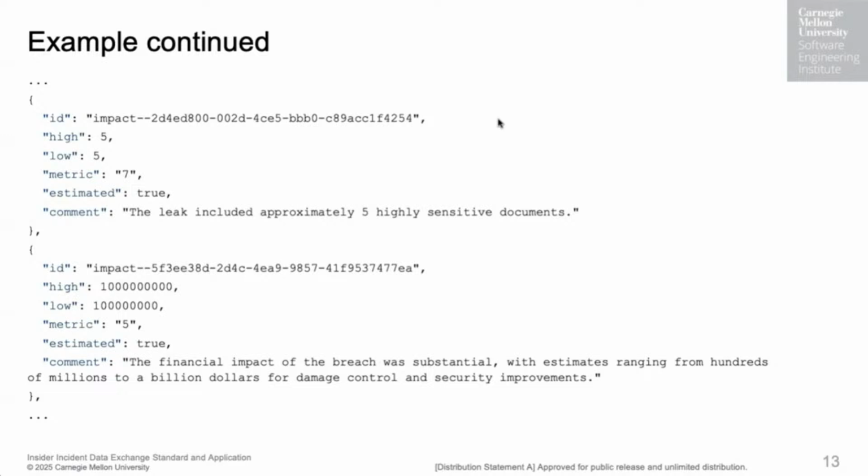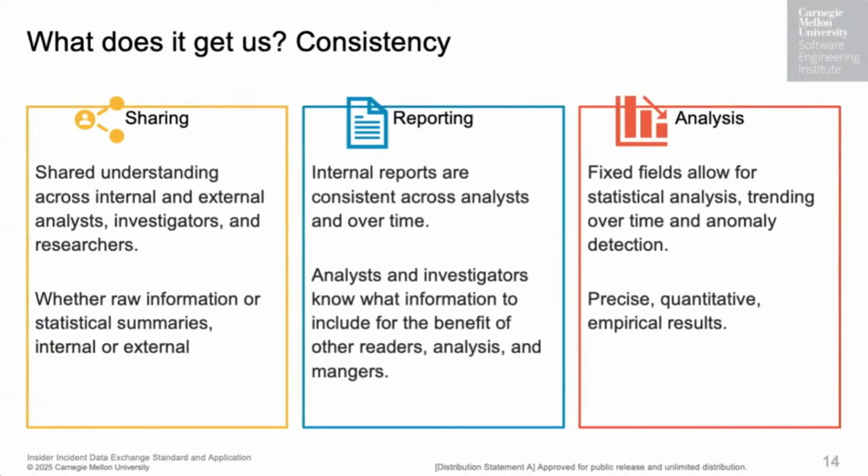So, I showed the documentation on the impact side. We have the high, low. In this case, I believe this is files. I'd have to go back and look. The metric here is metric 7, right? Whatever that is, whether that's documents or, yeah, documents. So that's how that all kind of fits together on the back end, right? If you were sharing it or exporting it or importing it from someone else into your system, that's kind of what it looks like.